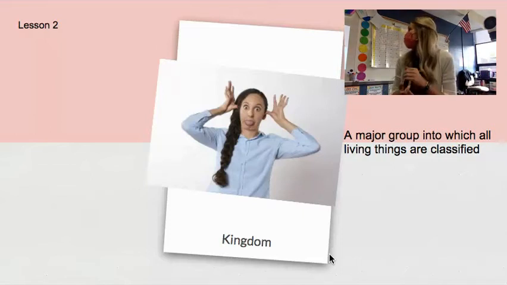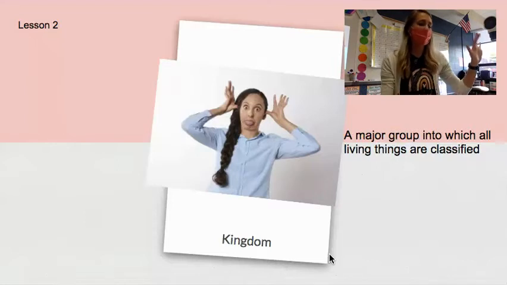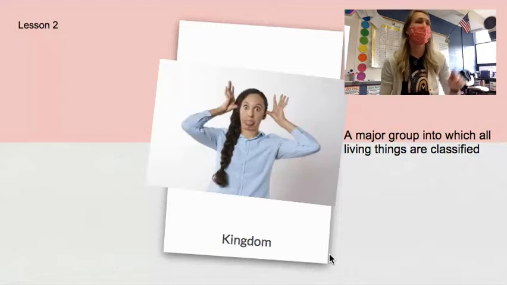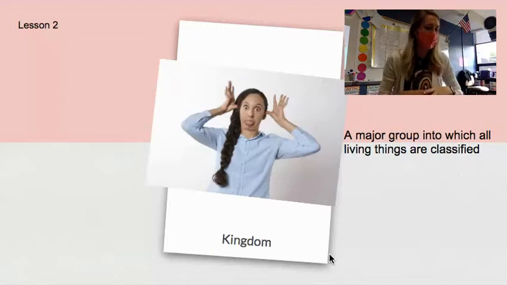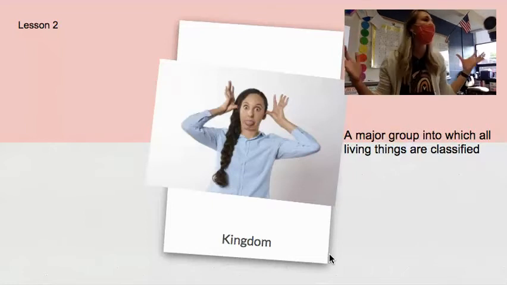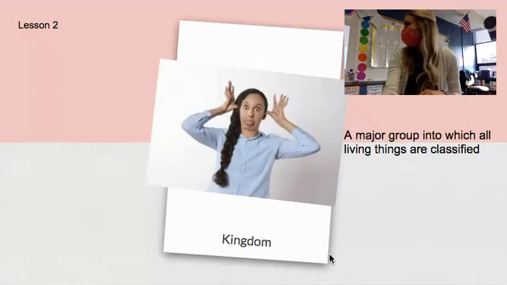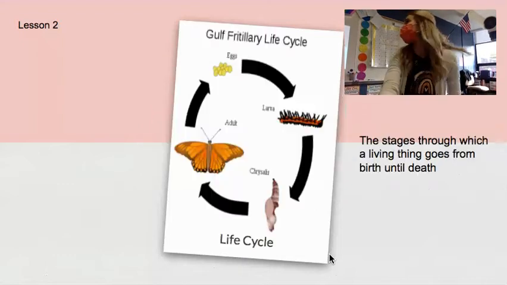A kingdom is a major group into which all living things are classified. How many kingdoms are there? 5. There are 5 kingdoms. In 3rd grade, how many will we focus on? 2. We'll focus on animals and plants. Fabulous. So those groups into which all living things are classified are kingdoms. We're learning about 2 of them in 3rd grade. Why I put a silly picture on there is I simply didn't know what to put on there for a kingdom.